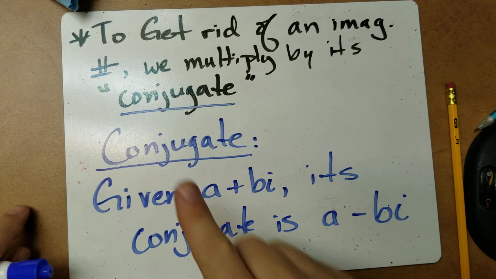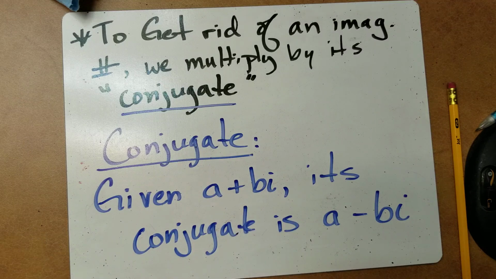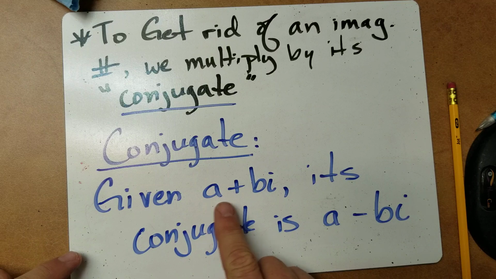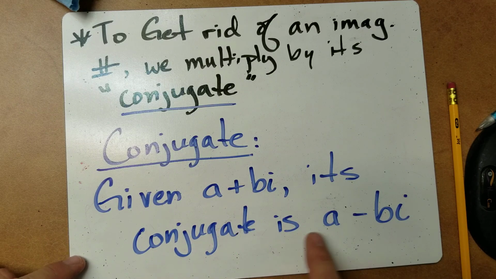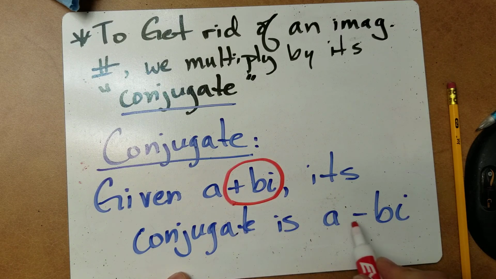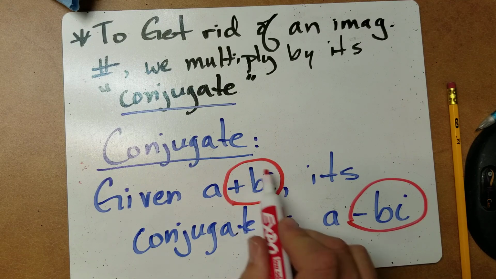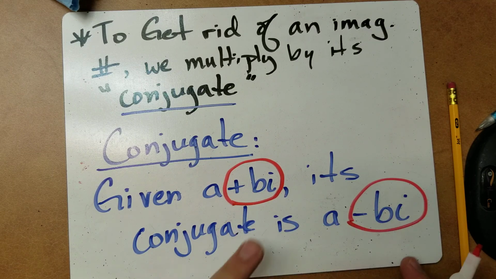So what do? Well, to get rid of an imaginary number, we multiply by its conjugate. Everybody say, what? What's a conjugate? Here's what a conjugate is. Given a plus bi, its conjugate is a minus bi. Everybody notice, what's the only difference? Well, this was a positive imaginary number. Now it's a negative imaginary number. Please notice, a stays the same. Think about it as a foreign language. In conjugates, you pretty much just change the ending, and that's what we're doing here. This is a plus bi, that is a minus bi.